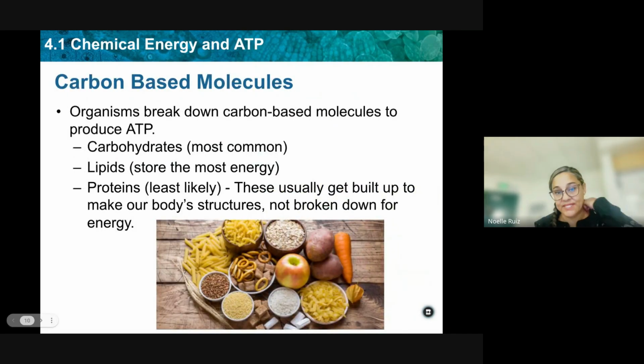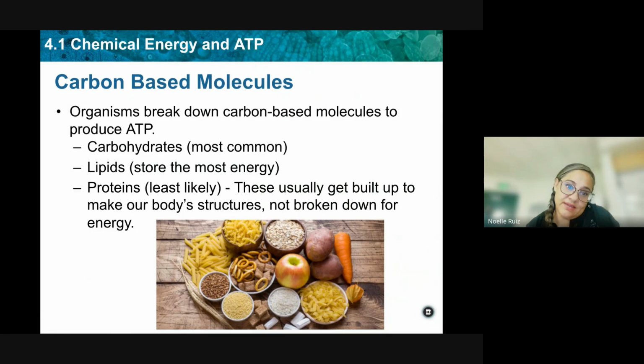So organisms break down carbon-based molecules to produce ATP. Carbohydrates are the most common. The bread, the rice, the pasta, the tortillas, we talked about these way back in chapter 2. Lipids actually store the most energy. Lipids have huge long chains. They have the most chemical bonds. The more bonds that are broken, the more energy we get.